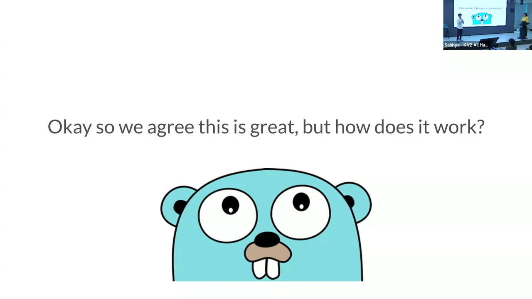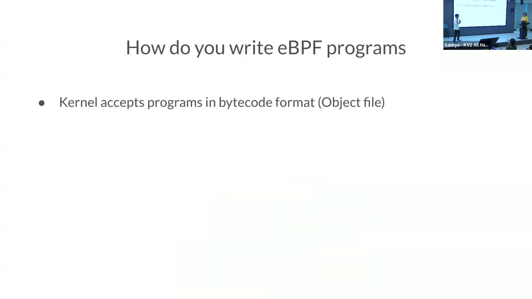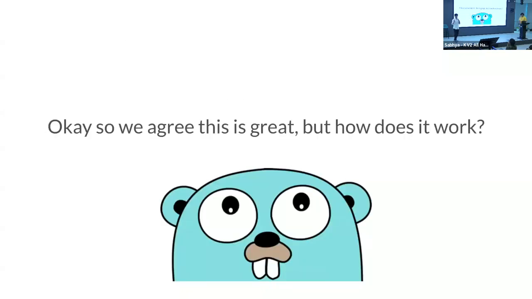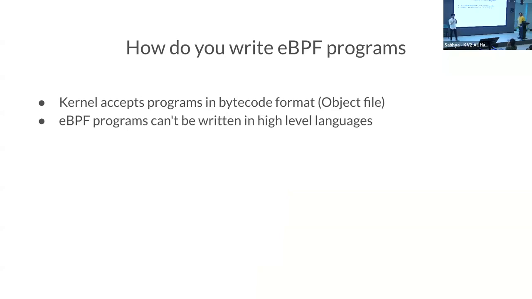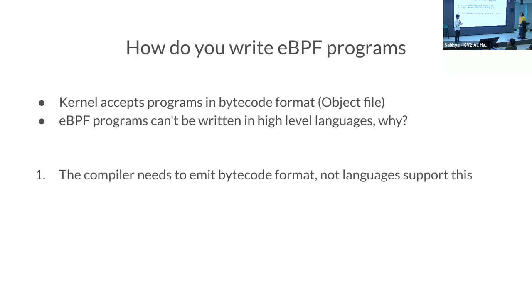Before we get into the entire flow of writing an eBPF program and loading it into the kernel, let's start with some components. Let's start with how you would write an eBPF program. Now, the kernel accepts programs in a bytecode format or an object file. And for this reason, you can't write eBPF programs in all high-level languages, because not all of their compilers have the capability to emit bytecode. Like I said, not all languages support this. Languages that support this are C and Rust.